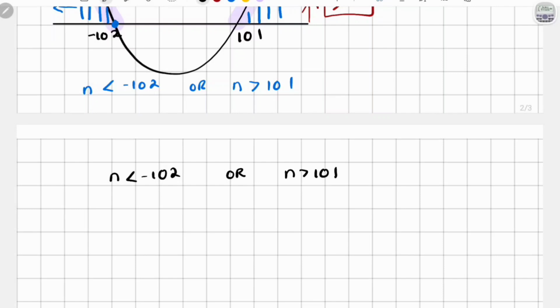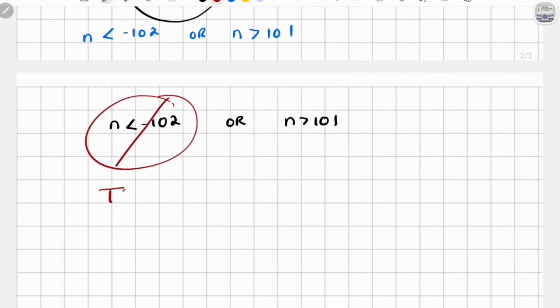Okay, so all in all, we know that n must be less than -102 but greater than 101. Now, we cannot accept this answer. And the reason why we cannot accept it is because the n values here are negative. You see, your term number cannot be negative. Your term value can, okay? So for example, term 1 can be equal to -25. That's fine, that's normal. But you cannot have something like term -1, okay?